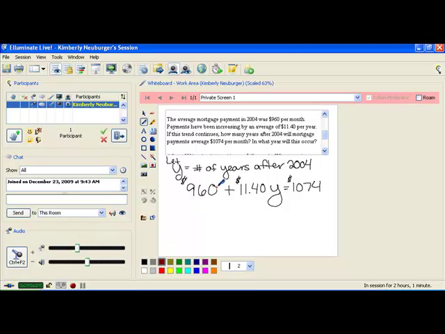First thing we need to do is move our 960 by subtracting 960 from both sides, since we're solving for our y. These cancel and we get $11.40 times our y is going to be $114. Now we just need to move this, which is being multiplied by our y, so we'll divide by $11.40.